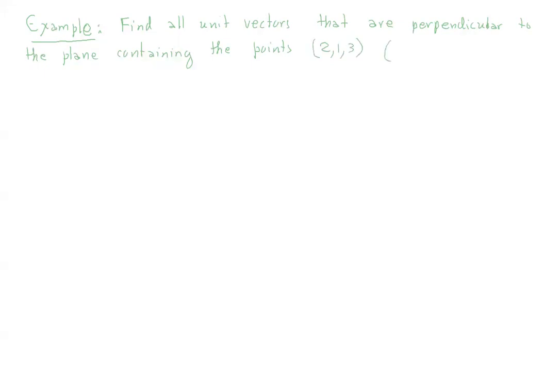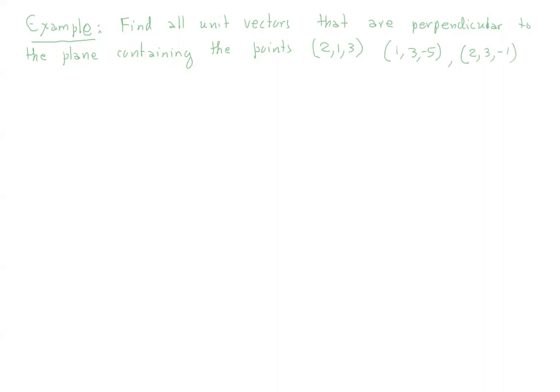Find all unit vectors that are perpendicular, orthogonal in other words, to the plane containing the points 2, 1, 3, 1, 3, -5, and 2, 3, -1.